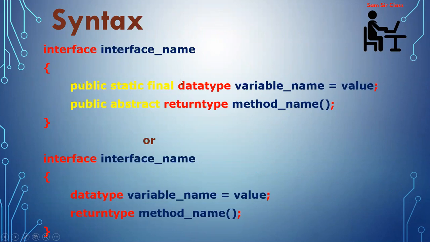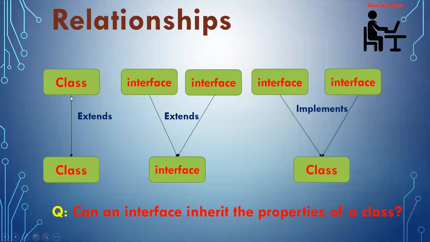But if you are not mentioning, that is also okay. By default, variables are treated as public, static, final, and methods as public and abstract. Okay. Now this is one of the most important concepts of interface and class. Let's find the relationship between class and interface.